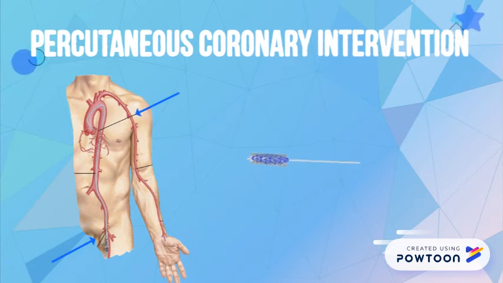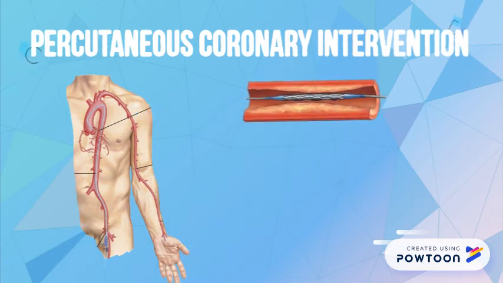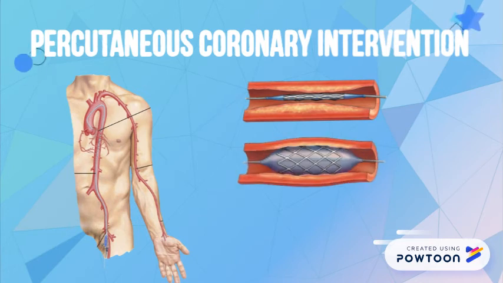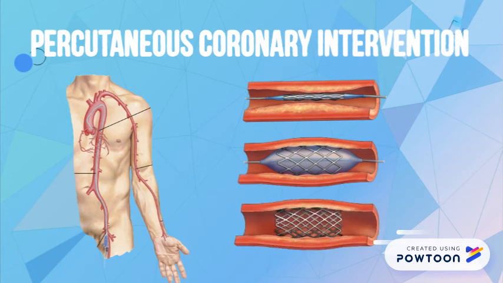It will then be guided through the blood vessels to where the coronary artery has plaque buildup, and the balloon will be inflated to expand the stent and compress the plaque. The stent will remain in place inside the artery to hold it open. Now, the blood flow in the coronary arteries is improved.